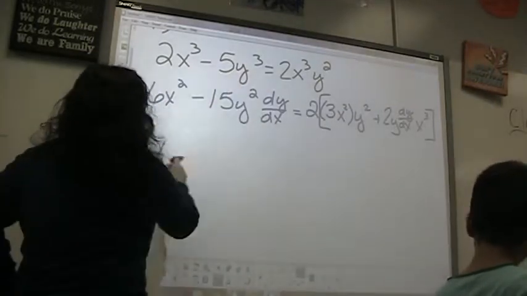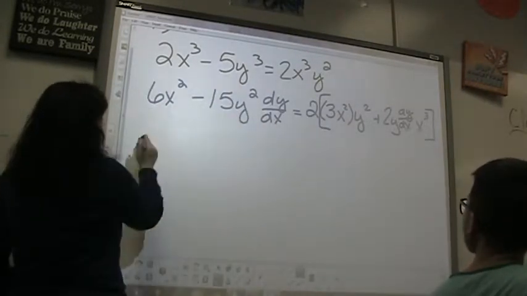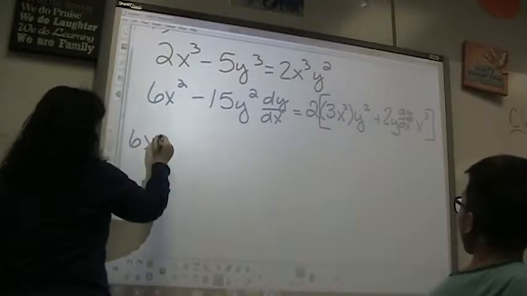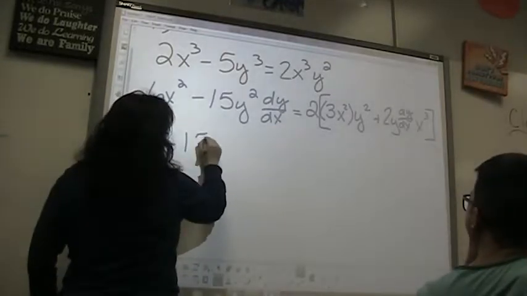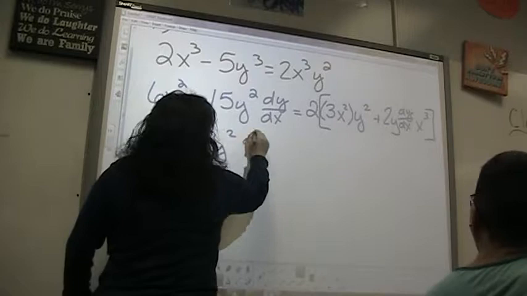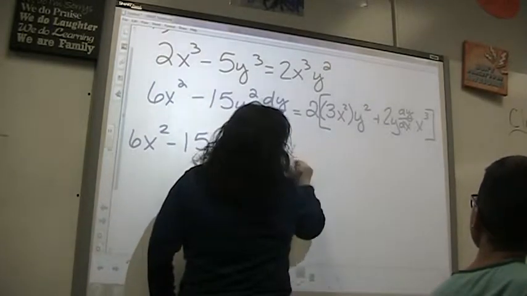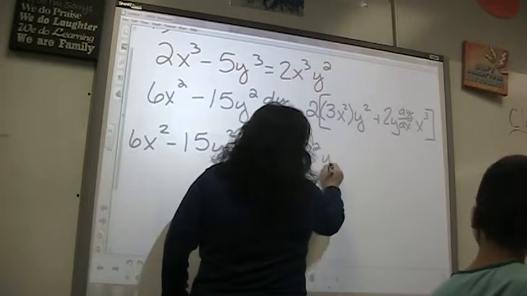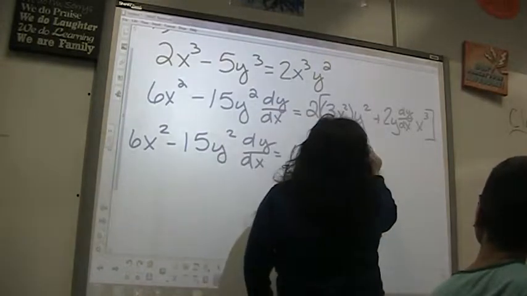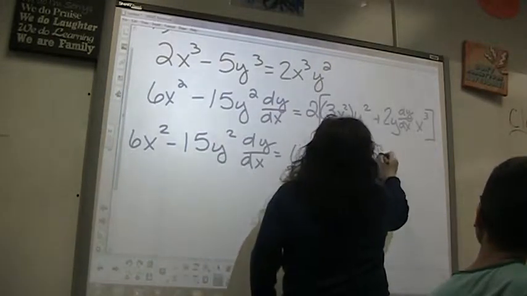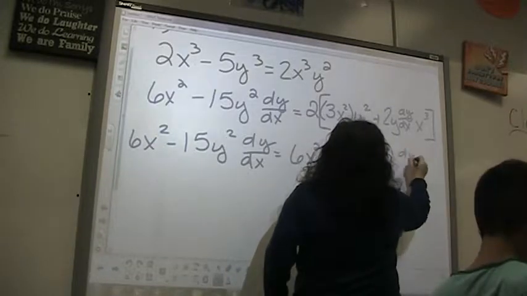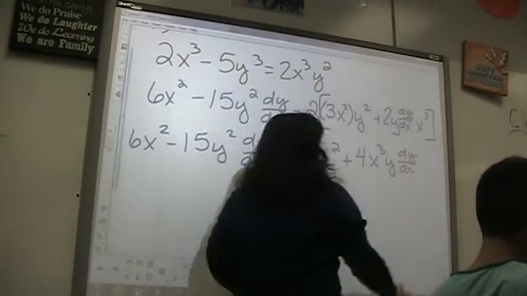I'm going to clean up the other side. Again, I went a little bit slower on that side. So I get 6x squared minus 15y squared dy dx equals 6x squared y squared plus 4x cubed y dy dx.